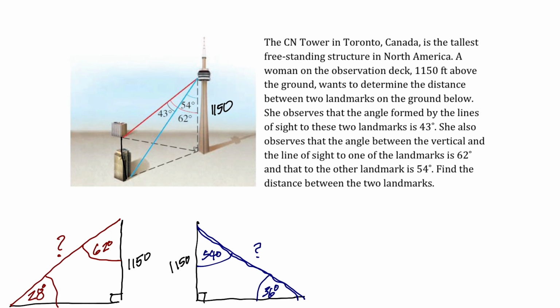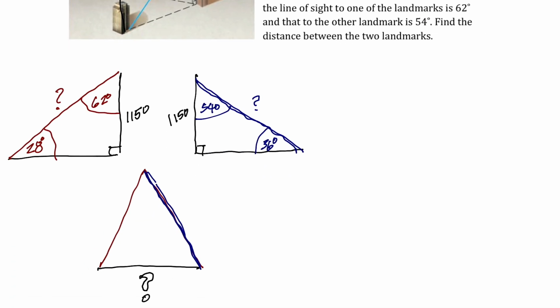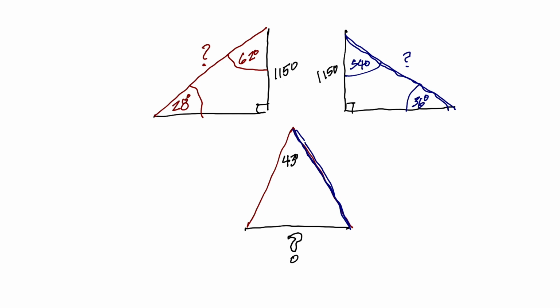Is there any other information? Oh, yes, 43 degrees. So this angle is 43 degrees. Okay, so let's go ahead and figure this out. So for the red triangle, let's see here. I'm calling it the red triangle, but it has that one red side.